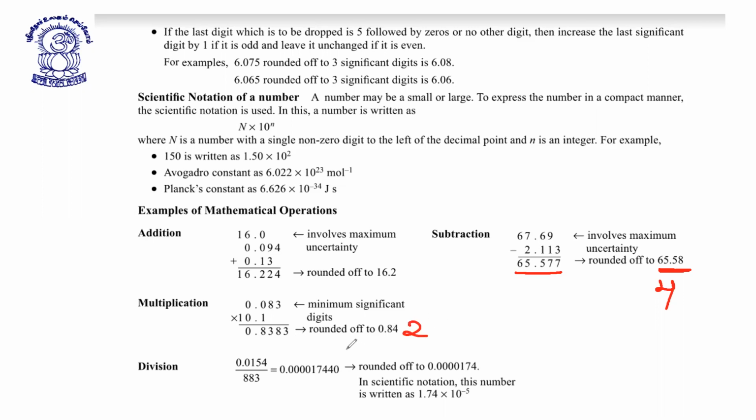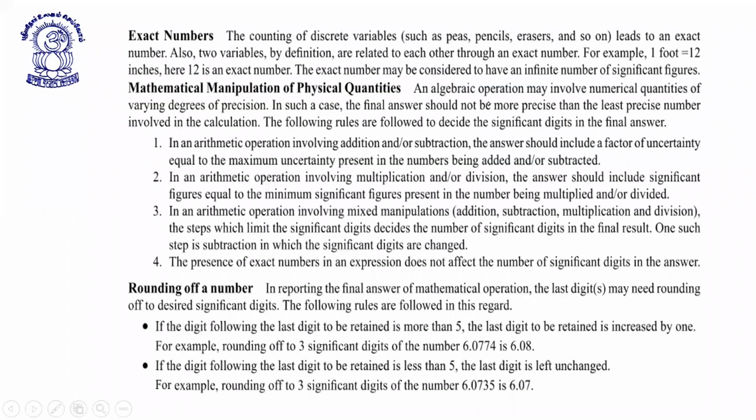Similarly, division, 0.0154 by 883. So you have to write 0.000017440, rounded off up to 0.0000174. It is 10 power minus 5. So in this way, you'll write 1.74 into 10 to the power of minus 5. Significant figures is 3. We will not consider 10 power minus 5 because it is only the exponent. So in this way, we'll do addition, multiplication, subtraction, division in significant figures.